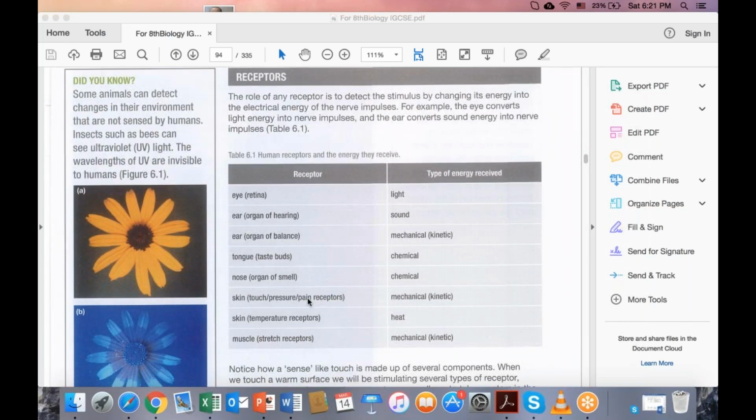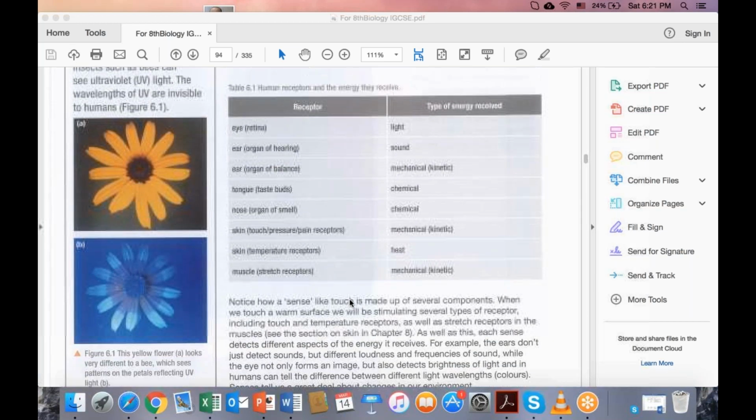For example, in the skin there are two types of receptors. One feels mechanical change, and the other feels heat. So we can feel temperature, whether it is cold or hot, or we can feel whether something is sharp, smooth, or rough. So by using our skin and the receptors in it, we can feel environmental changes.